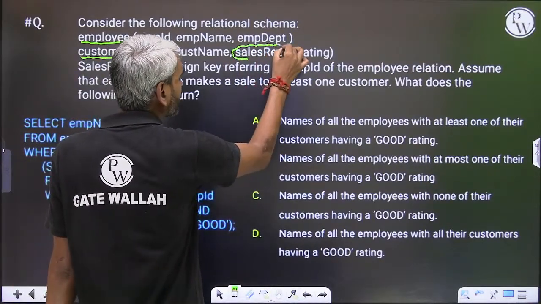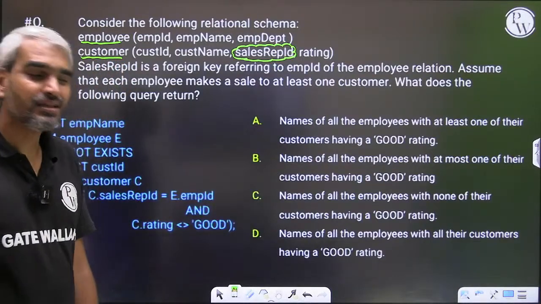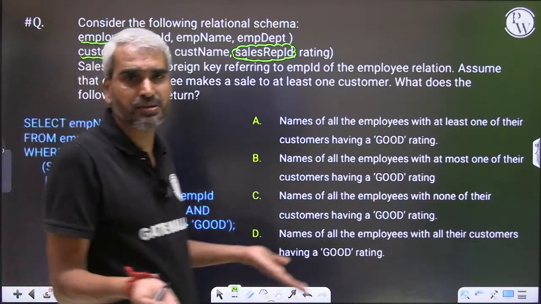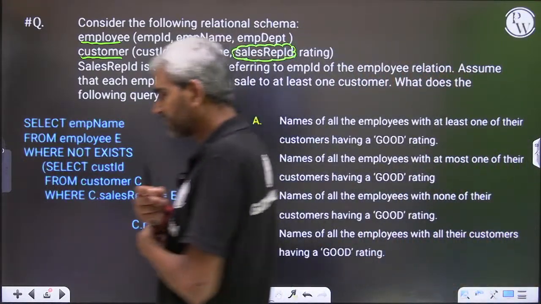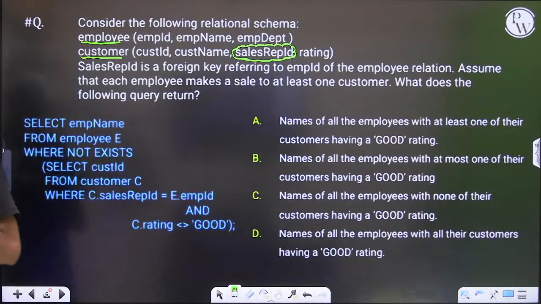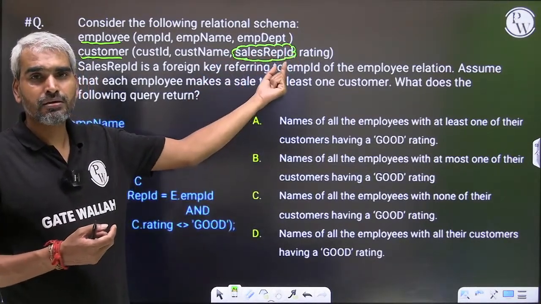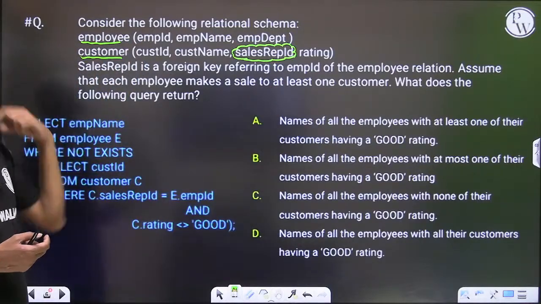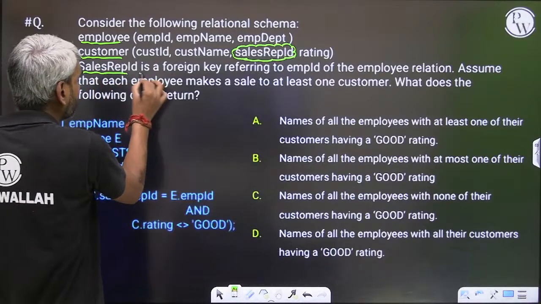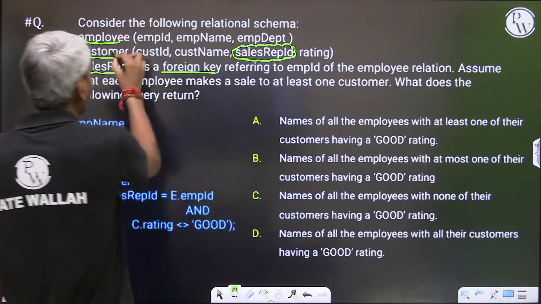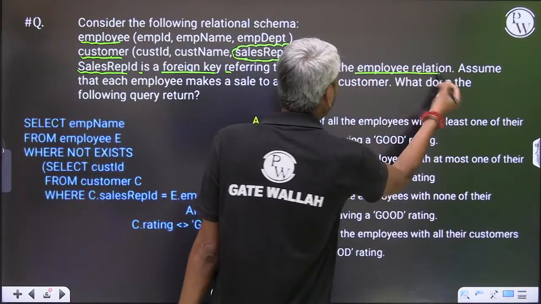Sir, who will be the sales representative? You must understand that an employee of a company will be a sales representative only. So whatever the sales representative ID is, it corresponds to the employee ID of the employee table. That's what is being mentioned. Sales representative ID is a foreign key in the customer table referring to the employee ID of the employee relation.